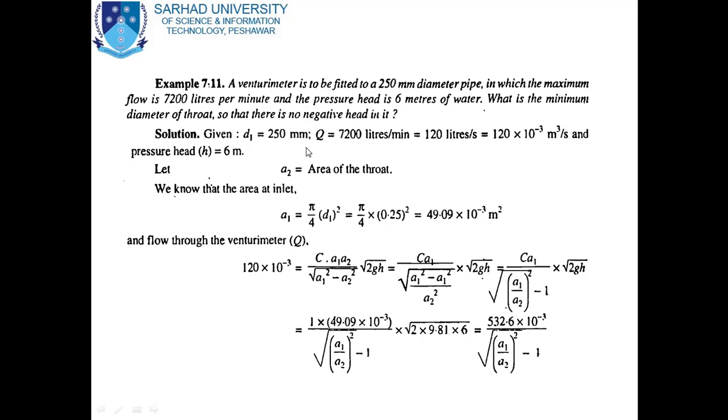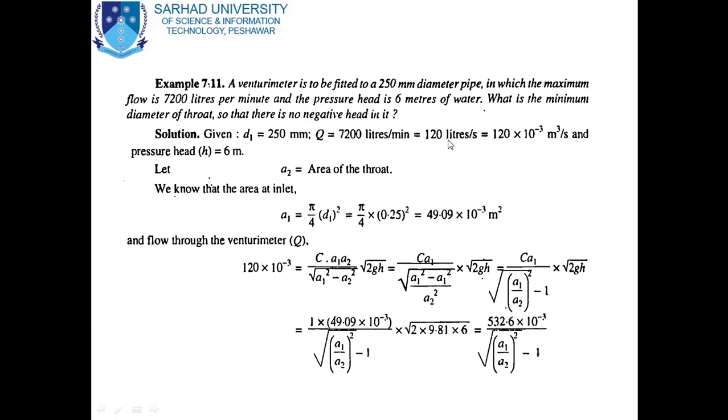So we have to find the diameter of the throat. Also the condition is that there should be no negative head. Discharge is given, which is 7200 liters per minute. Pressure head is given, which is 6 meter, and the diameter of the pipe is also given, which is 250 mm. So first of all, we will write the given data in the solution. D1 is given, which is 250 mm. Discharge Q is equal to 7200 liters per minute. Convert this into liters per second, so divide this by 60. You will get 120 liters per second.